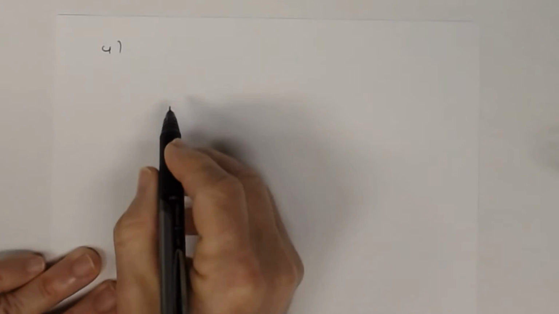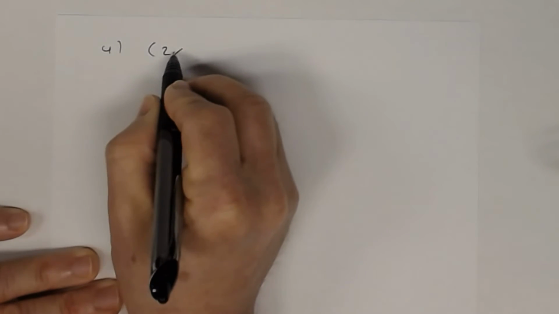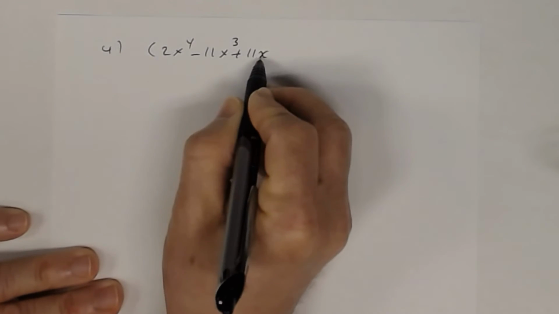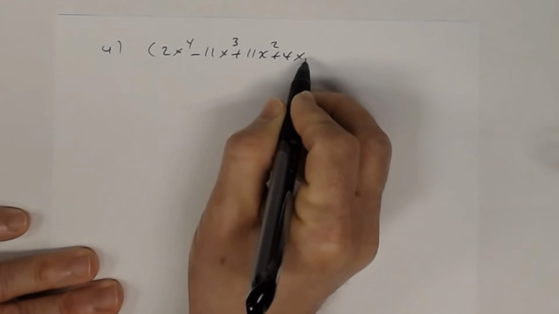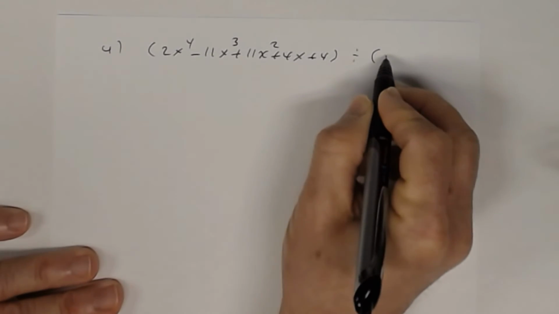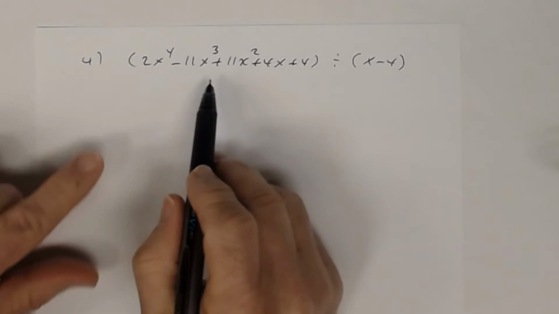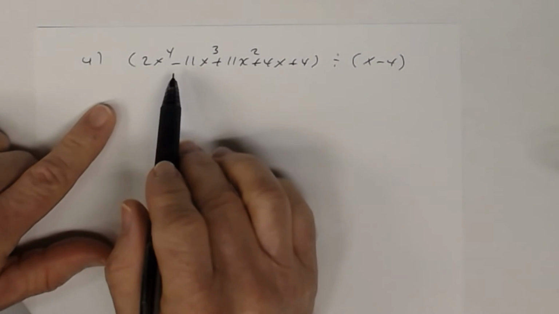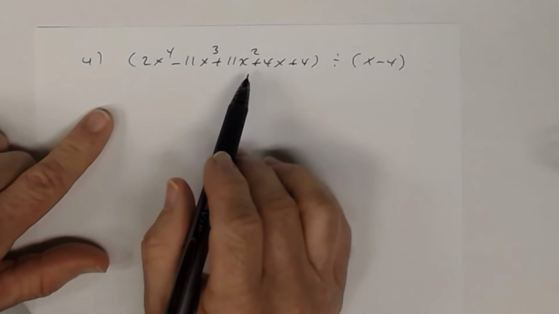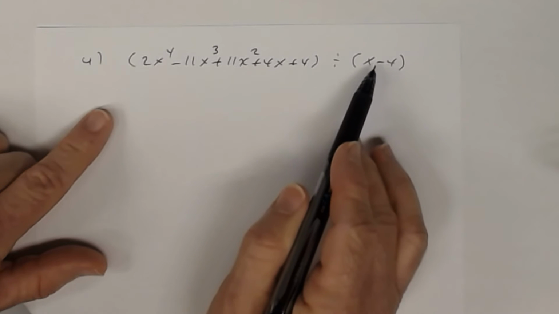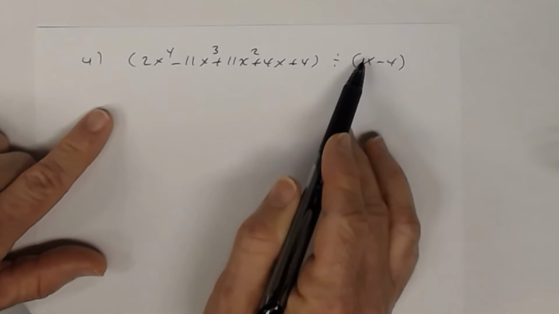So in number 4, we have this polynomial, 2x to the fourth minus 11x cubed plus 11x squared plus 4x plus 4 divided by x minus 4. All right, and you want to determine the quotient and the remainder using synthetic division. I can use synthetic division because this is linear. The divisor is linear and the coefficient of x is 1.